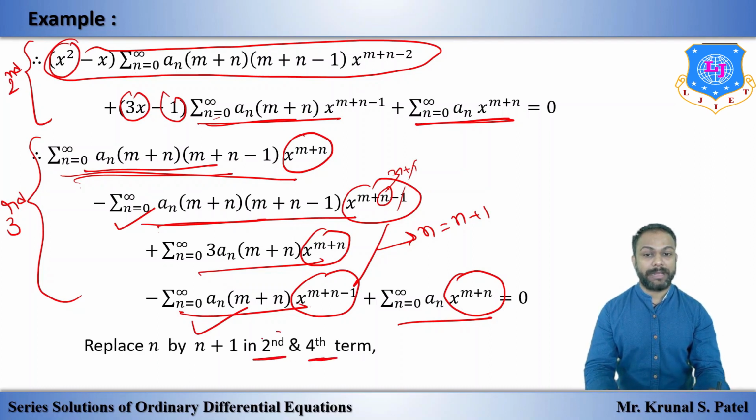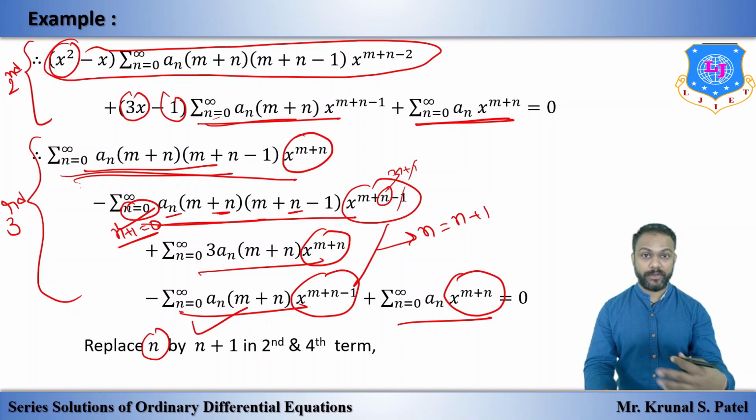It is compulsory to mention in which term you are replacing, so that you can understand also, and the examiner also can understand what you did. So we will replace n by n plus 1 in the second and fourth term. So this n is equal to 0, that n plus 1 is equal to 0, that means n becomes minus 1. And here n plus 1 added, n plus 1 minus 1 cancel out, and this becomes m plus n. Simplifying. You should keep a pen with you while continuing to watch this video, so you can understand better.